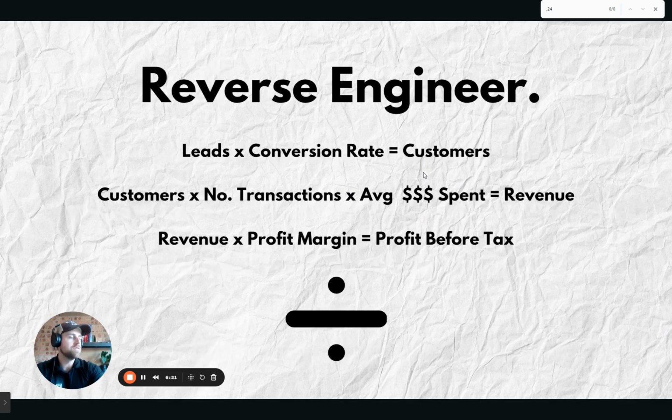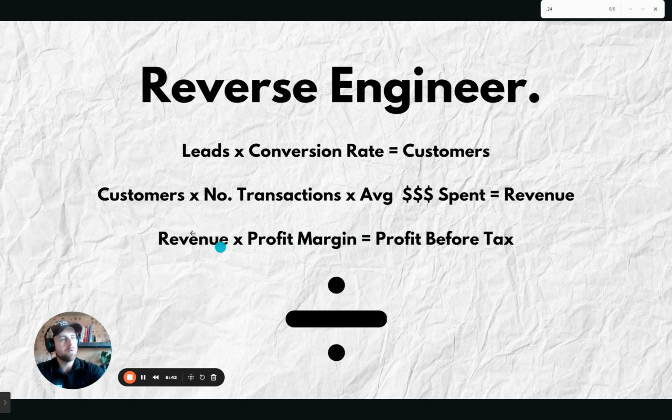And then all you need to do to get your desired profit, so say you want to get 200 grand, or you want to get 500 or a million or $2 million profit, what does your profit margin have to be? Okay, what is it now? And then reverse engineer it. So we want to divide all of these numbers back. So profit before tax divided by your profit margin will give you your revenue.